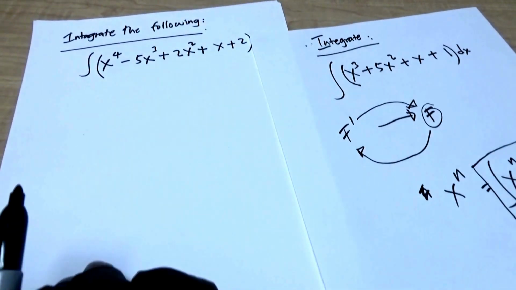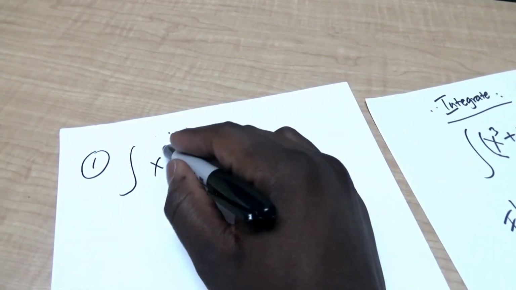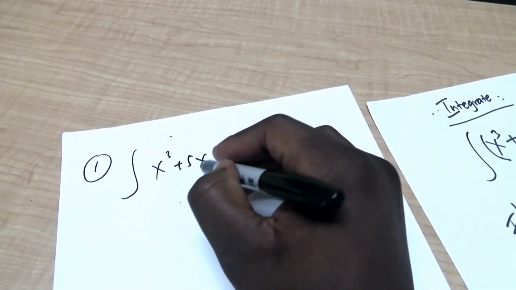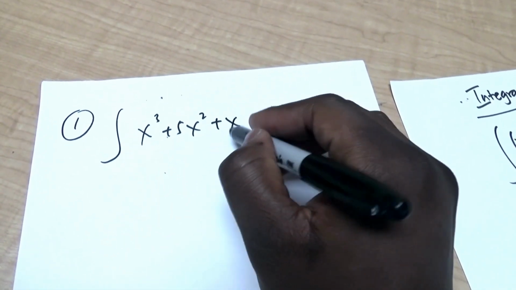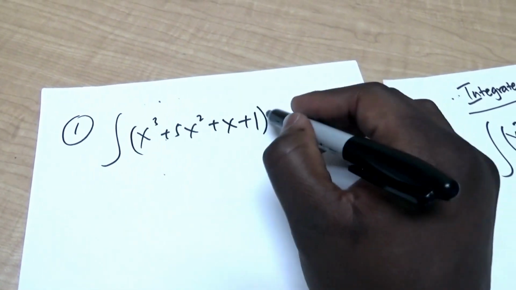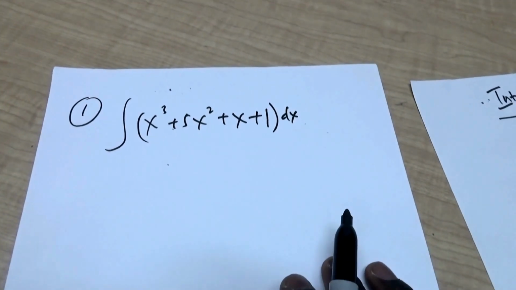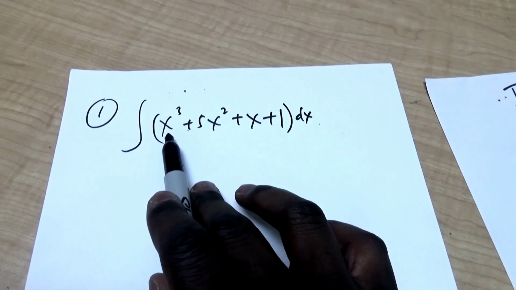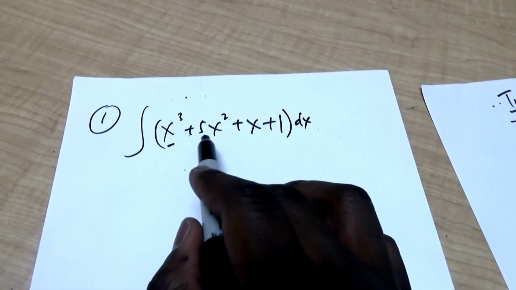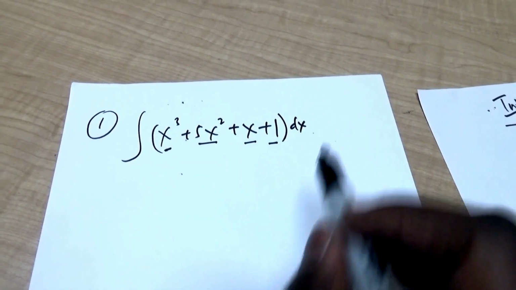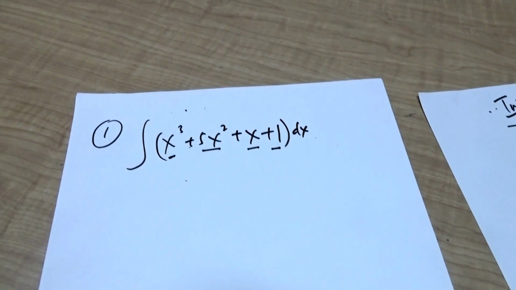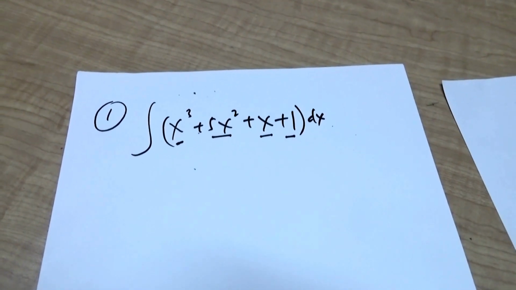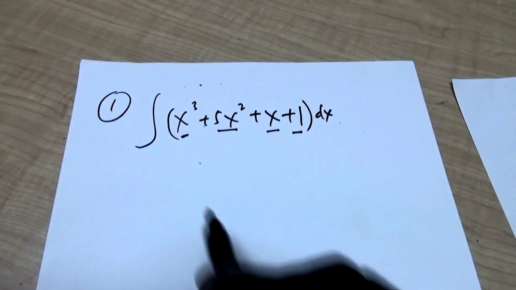This was my problem number 2. Take this away here. So problem number 1, I have the integral of x to the third plus 5x squared plus x plus 1, dx. Like I said, from our general formula, we're going to integrate term by term. So we'll start with the first term, the second term, third term and fourth term, and at the end of it all we'll just combine it all together to form one answer. So let's get started.